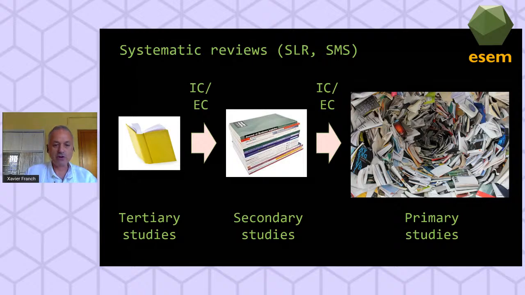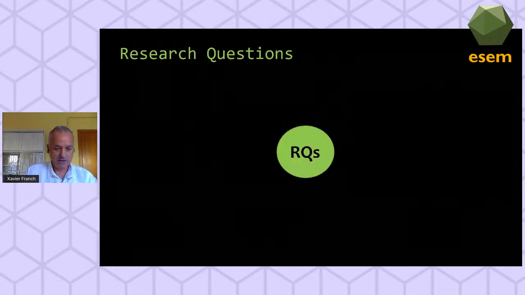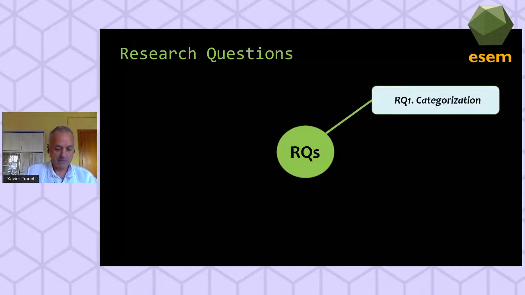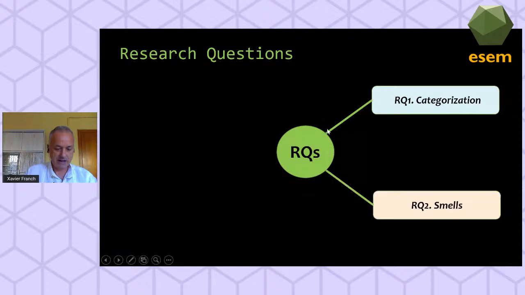And here we arrive at the focus of our paper. In our paper, we present a systematic mapping study to analyze the inclusion and exclusion criteria defined in tertiary studies for selection of secondary studies. More precisely, to respond to this general goal, we perform a systematic mapping with four research questions. First, research question one compiles and categorizes the inclusion and exclusion criteria found in the selected secondary studies. Then, RQ2 reports the bad smells that we found in the definition of inclusion and exclusion criteria in these systematic studies.